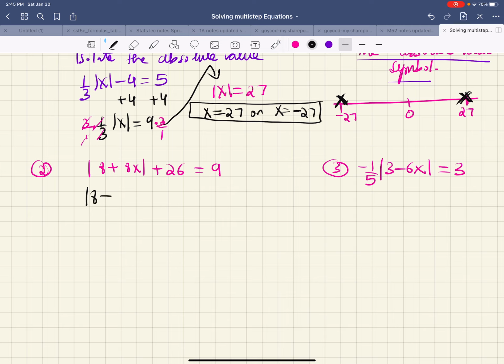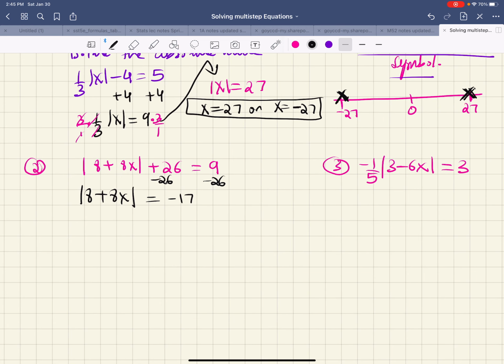Here I'm going to isolate the absolute value symbol first. So that means I'm going to subtract 26 from both sides. What is 9 minus 26? That would be 26 take away 9, and then the sign of the bigger number is going to go in the front. So that is negative 17.